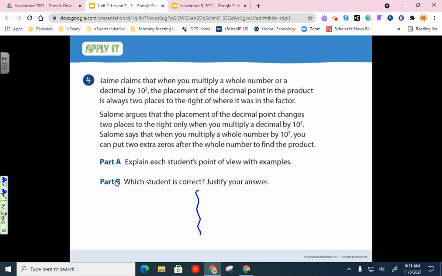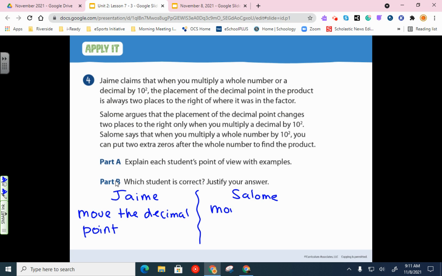Well, we're going to make it a little simpler than that. So Jamie, and let's put Salome over here. I'm going to break it down even simpler. So Jamie is basically claiming this, that simply put, he said you move the decimal point, which is one way that you can do it. Salome, on the other hand, looks at it a different way, that you move the numbers to different place values, which is also correct.